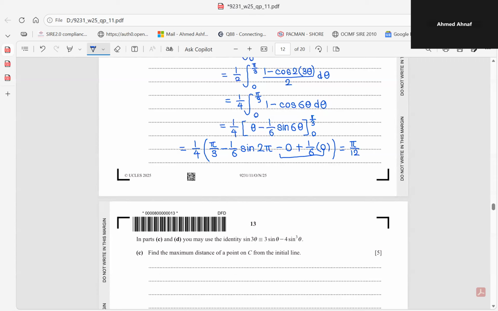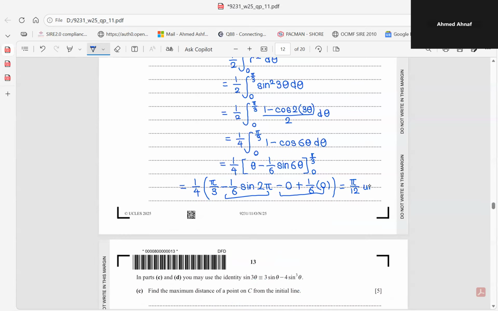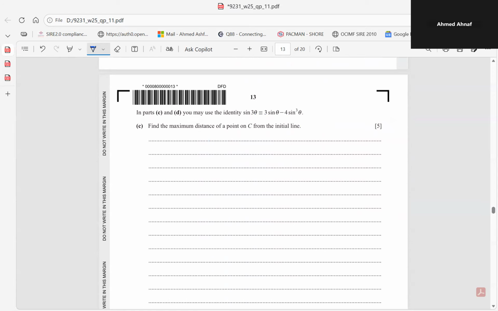1 over 6 times sine 2 pi. 2 pi is 360 degrees, so that's also 0. So it's just pi over 12, units squared. So this would be our final answer for this second part. Let's move on to the next part.